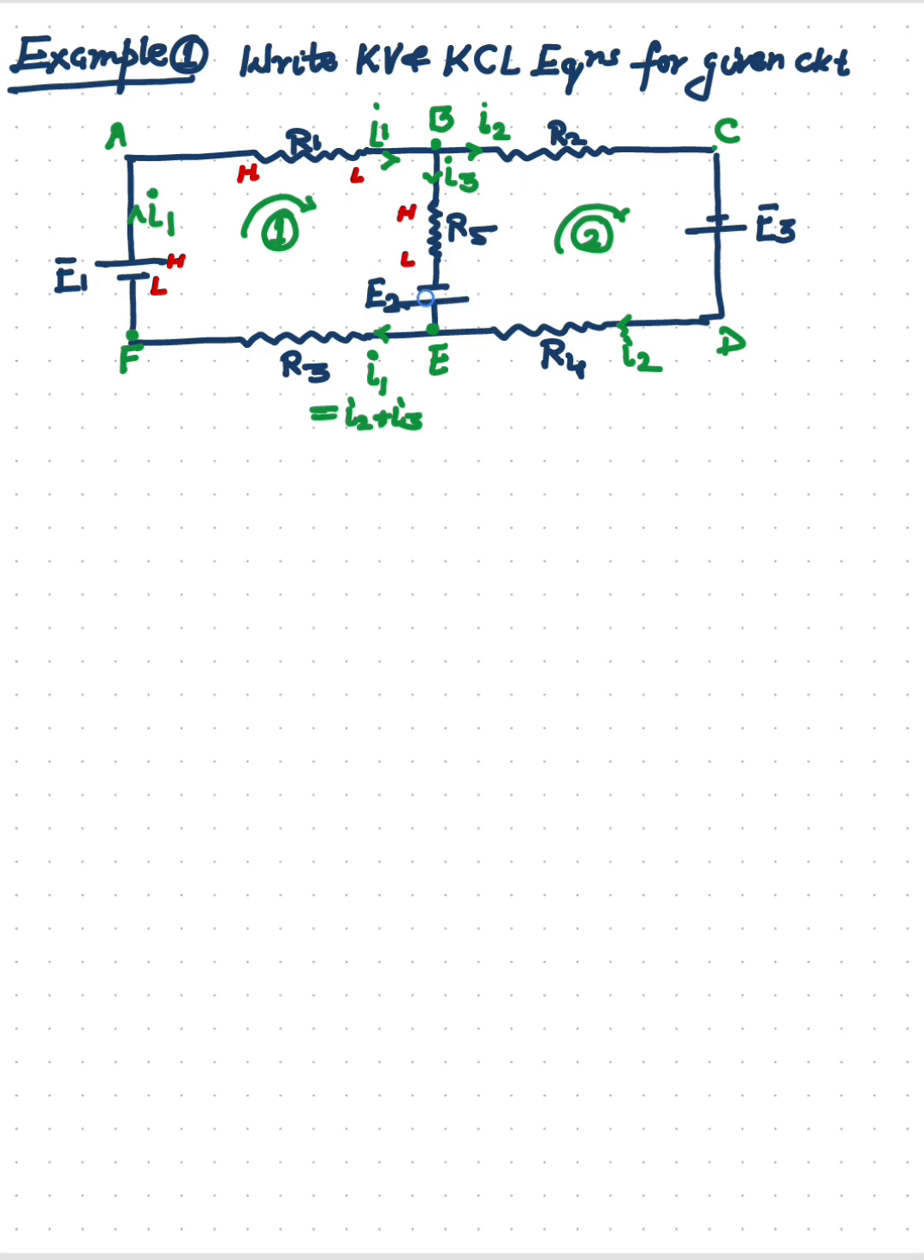Across the battery E2, this will be low and this will be high. And across the resistance R3, this will be high because current is flowing from here to here, and this will be low. In the second loop, across R2, this will be high and this will be low. Clear?